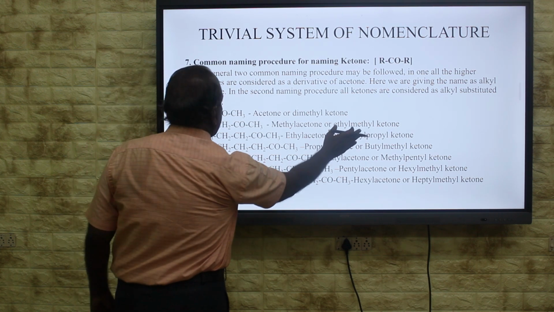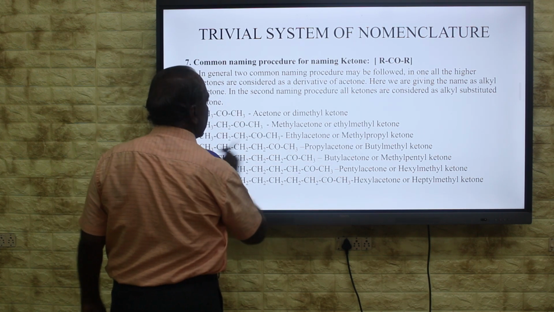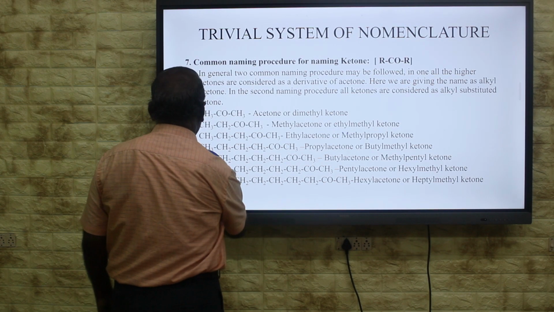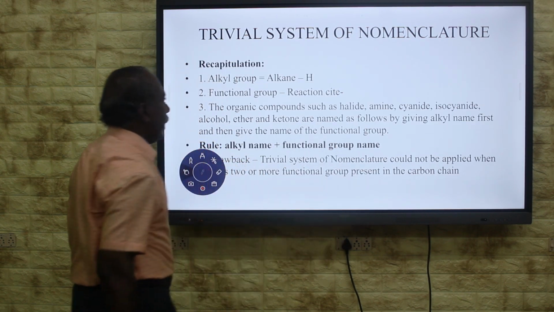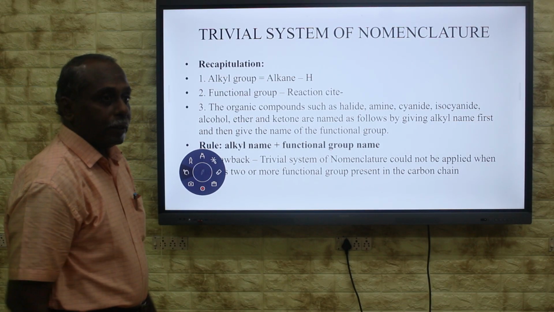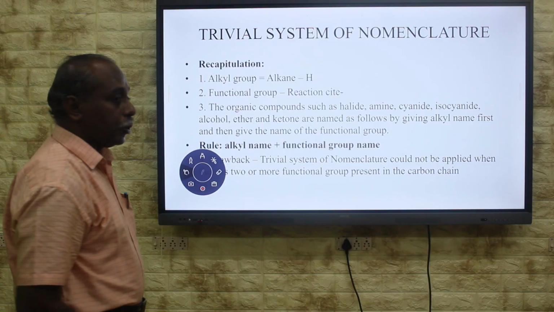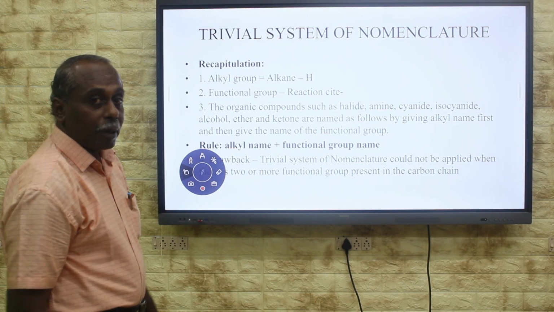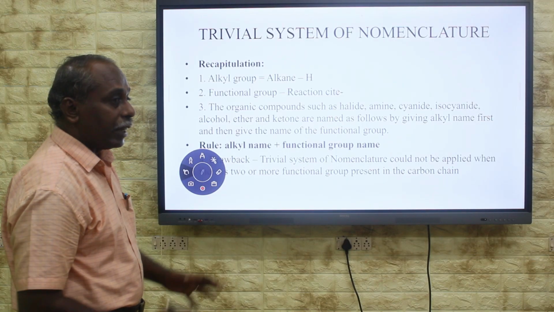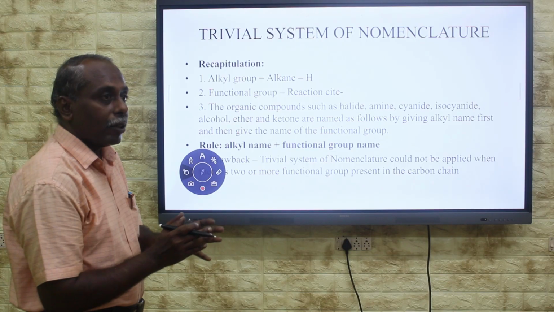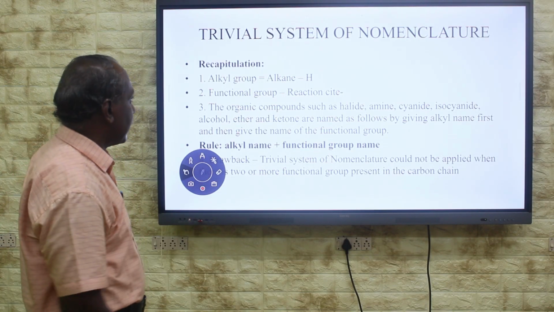Let us pass on to the recapitulation. In this part, we should recollect what is an alkyl group. Alkyl is nothing but alkane minus hydrogen. You are getting a group. It is not a compound. It is a part of the compound that is called a group, alkyl group.